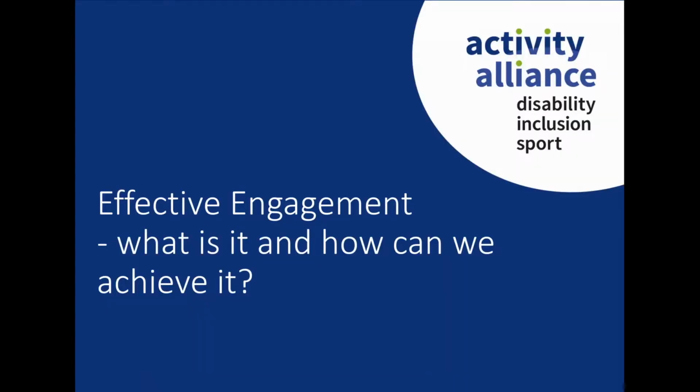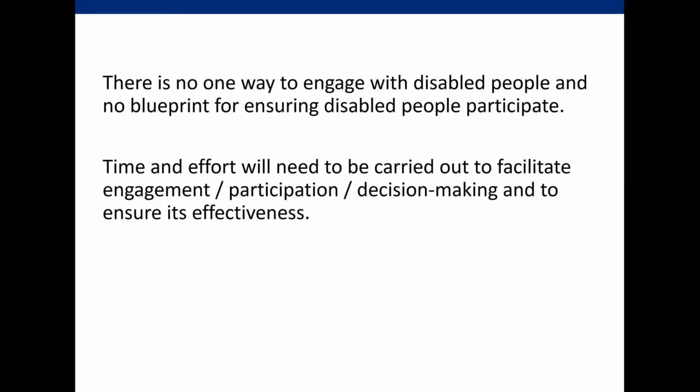What is effective engagement and how can we achieve it? So we don't have a magic wand and there is not one right way to engage with disabled people, the organisations and services that support disabled people. It's going to be flexible. You need a flexible approach to engaging with disabled people and those with long-term health conditions. And you'll have a different approach depending on where that is and who it's with and how they respond to you. So therefore, there is no blueprint around engaging or ensuring that disabled people participate within that.